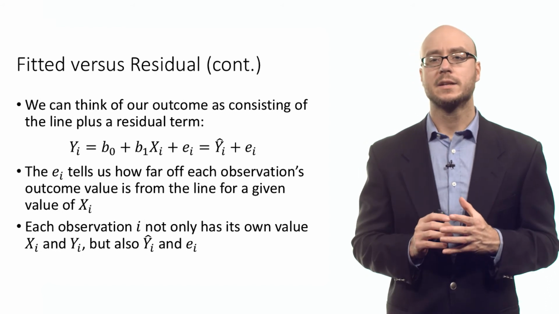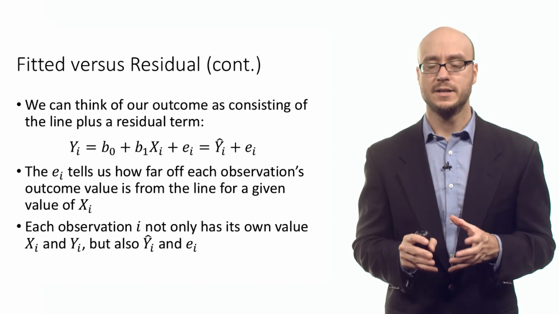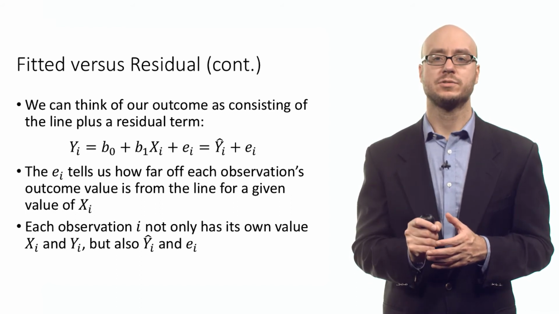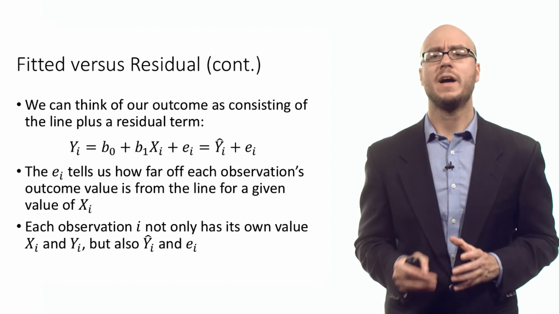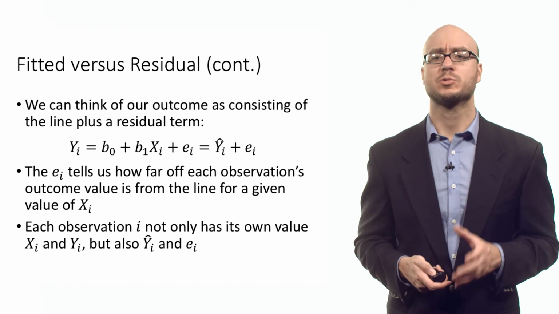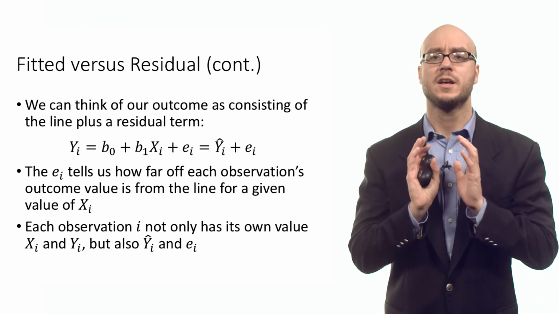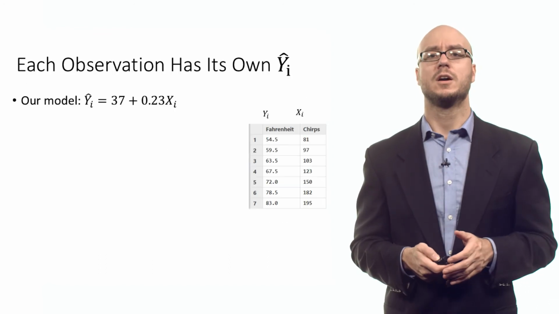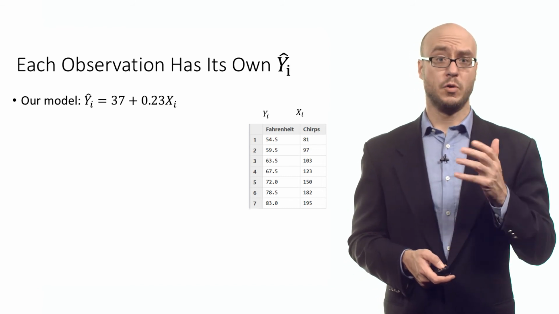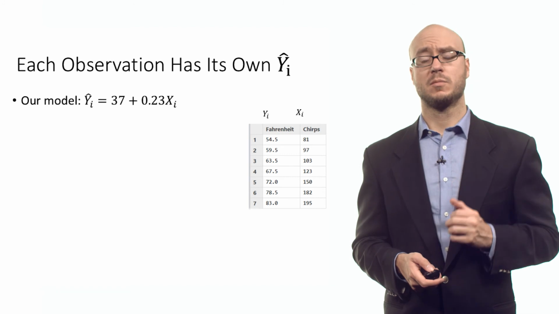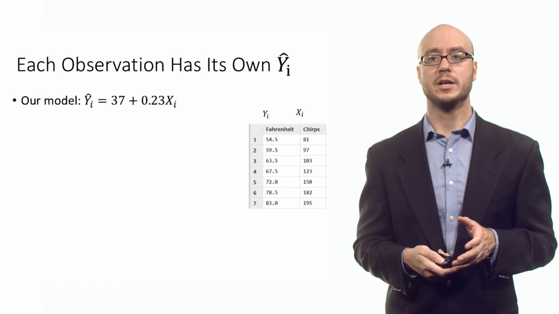Another important point is that we sometimes keep that little i there to remind us that each observational unit, each row, has its own value of x, y, but it also has its own value of y hat and its own residual. Each of those 7 observations has a different predicted value of y and a different residual. So our regression model, if you recall, is y hat equals 37 degrees Fahrenheit plus 0.23 times x. That's simply the intercept plus the slope times our raw value of x.